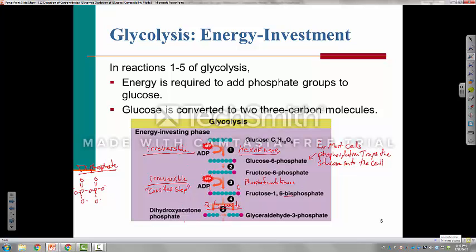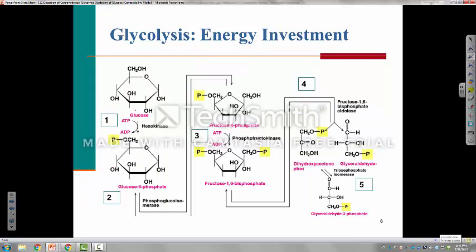Two C3 units come out, dihydroxyacetone phosphate and glyceraldehyde 3-phosphate. A lot of the names here I'm not going to ask you to memorize. You should know hexokinase, of course, and glucose, but the individual intermediate names are not all that important. Here they're showing you the first step, hexokinase.